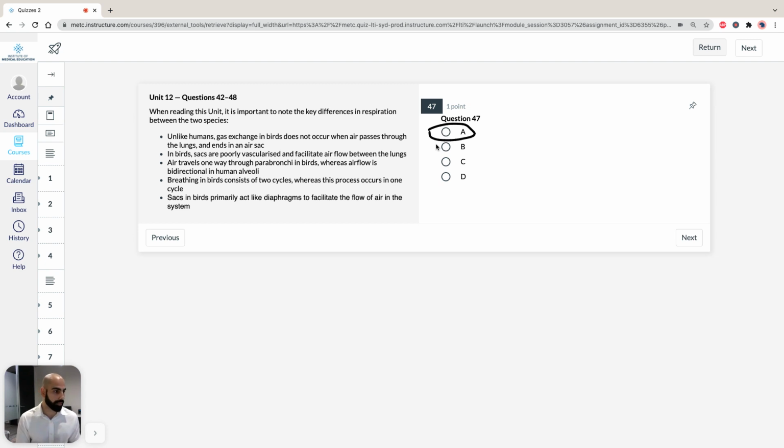So we know that the lung of the human and the lung of the bird are similar. It's where gas exchange occurs. Therefore, A has to be incorrect, because sacs are obviously not as vascularized as the lungs in the human. In the bird, sacs act more as a bellows rather than as sites of gas exchange. Alveoli and bronchioles do perform like parabronchi in birds. So those are all correct. So the answer is 47A.